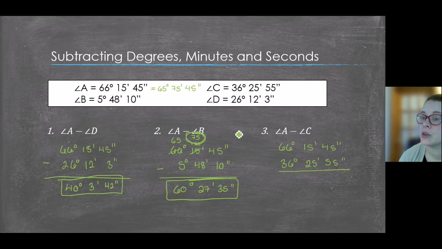So 45 take away 55 can't be done, so we're going to borrow. I'm going to borrow 1 minute. So I'm going to put that as a 14 now. And 45 plus 60, since there's 60 seconds in a minute, leaves me with 105. So that's my new number. 105 minus 55 leaves me with 50.